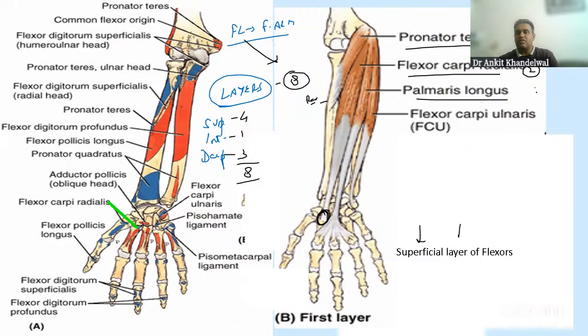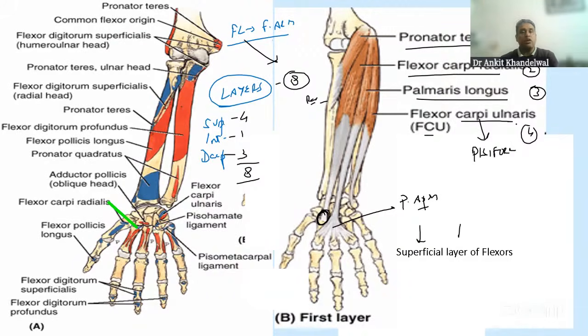Third muscle, palmaris longus. It continues over here as the palmar aponeurosis. And then you have the flexor carpi ulnaris, which is going to the medial side, and this tendon gives rise to the pisiform bone. 4 muscles. The picture should be clear.